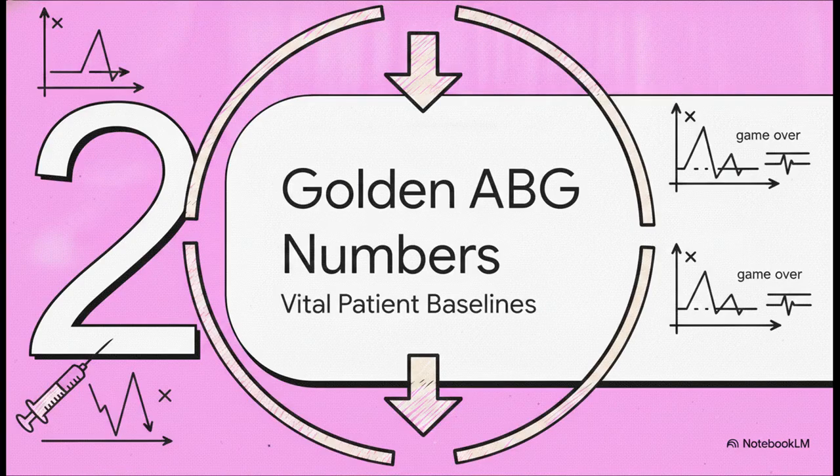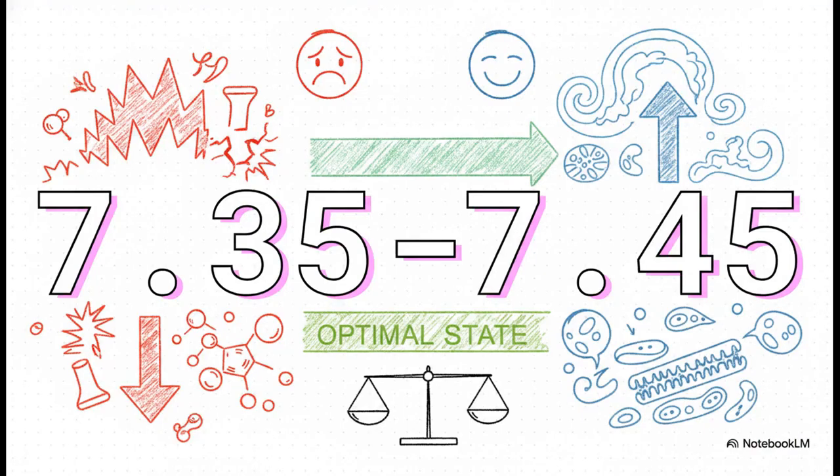Moving right along to Section 2, the golden ABG numbers. Now, before we look at the optimal state, I need to give you a stark warning. If a patient's pH drops below 6.8 or spikes above 7.8, well, it essentially means game over, imminent death. Your window to keep a patient alive here is incredibly narrow.